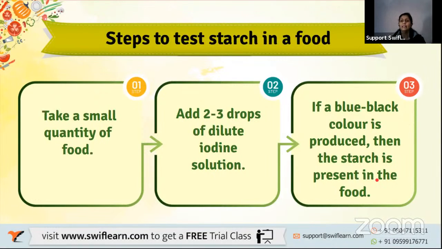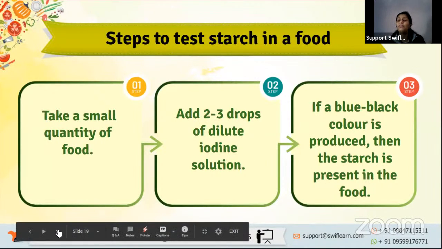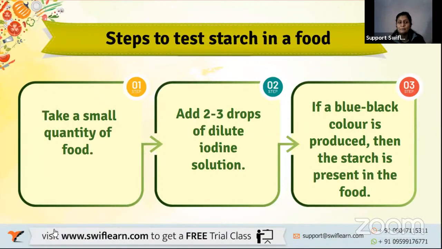Now note this thing, somebody can ask you that if you put a dilute iodine solution on a food item to test for the presence of starch, or they can say the presence of carbohydrate, then what will be the change in color? The color will change to blue-black. This shows that there is a presence of starch in that food item.